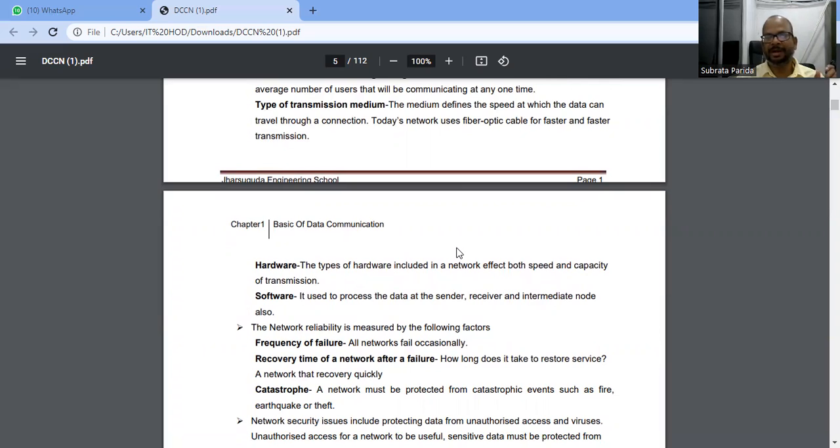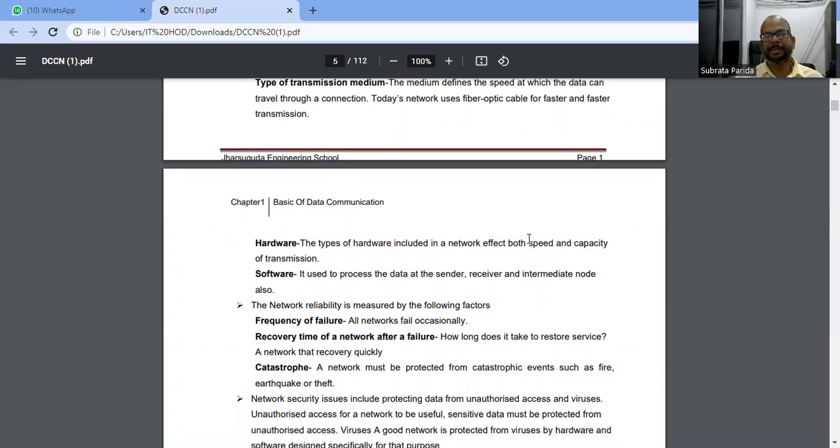The network reliability is measured by the following factors: frequency of the failure. All networks fail occasionally, but the recovery time of network after a failure must be very quick. If that is not within one stipulated time, then you cannot say that is a good network. Then catastrophes: the network must be protected from a catastrophic event such as fire, earthquake, and theft.